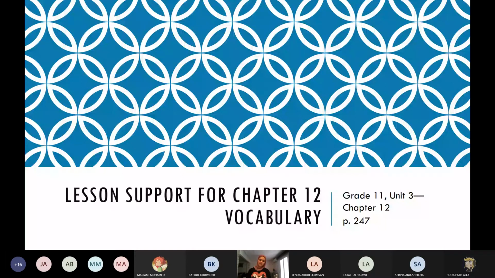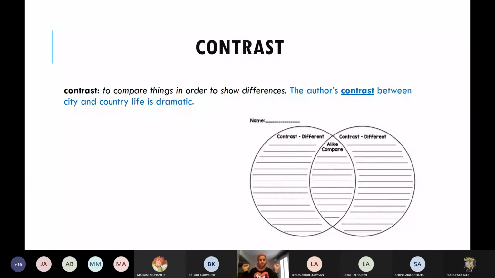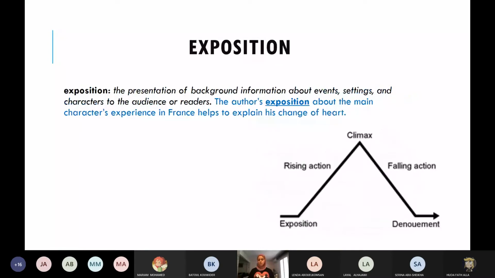So now let's see the academic vocabulary, the contrast. What is a contrast? When you compare and contrast between two things, compare is the alike, contrast is the differences. To compare things in order to show differences, so the author's contrast between city and country life is dramatic. So contrast is unalike.